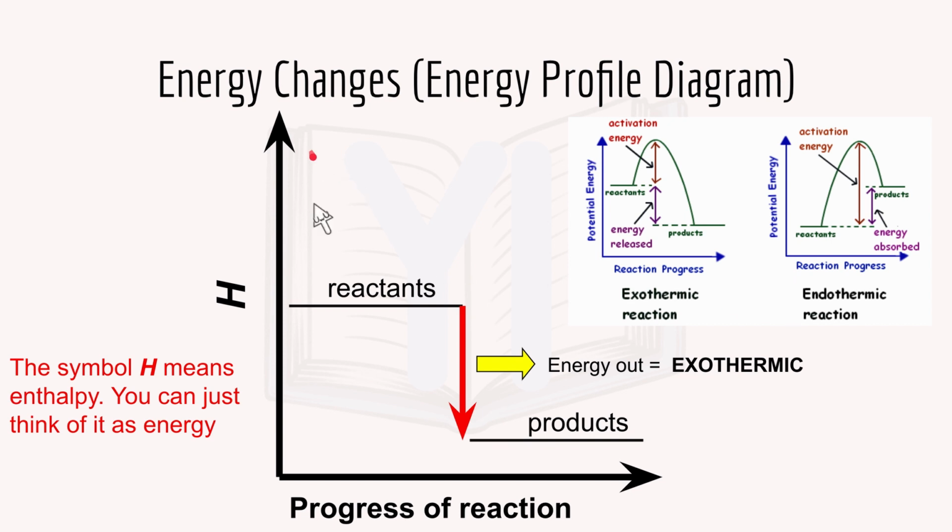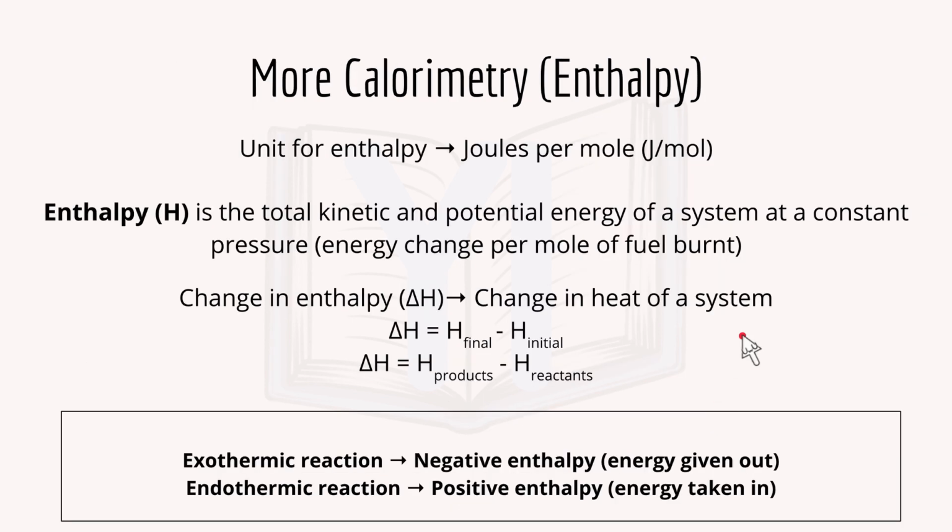And here epsilon is going down, so it's exothermic. And this H right here just means enthalpy, and you can think of it just like energy. And here you put the reactants, and here you put the products. Then we have enthalpy. The unit for enthalpy is joules per mole, J/mole.